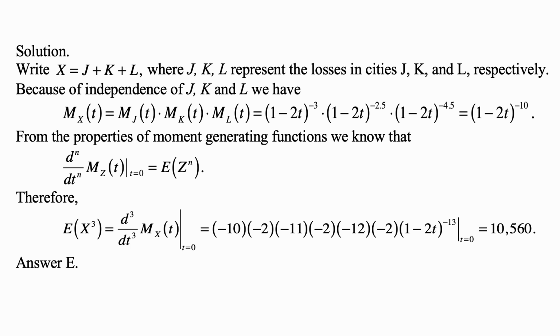So if we plug in t equal to 0, the last expression becomes 1, and all we need to do is just multiply out -10, -2, -11, -2, -12, -2. And there are 6 negative signs, so this is positive. And we just need to multiply it out, and the answer is 10,560, which is answer E.